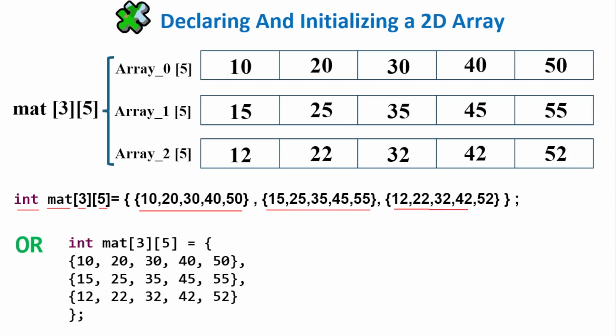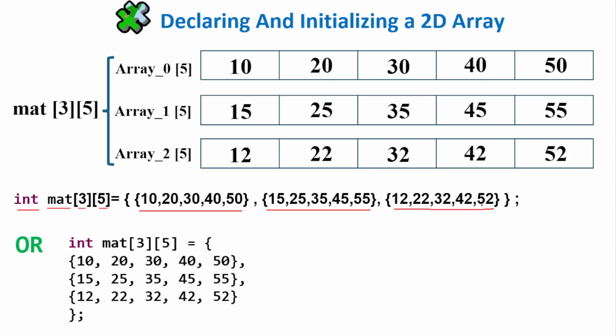Each set of braces represents one row of the array. The first row contains the values 10 through 50. The second row contains 15 through 55. And the third row is initialized with 12 through 52.